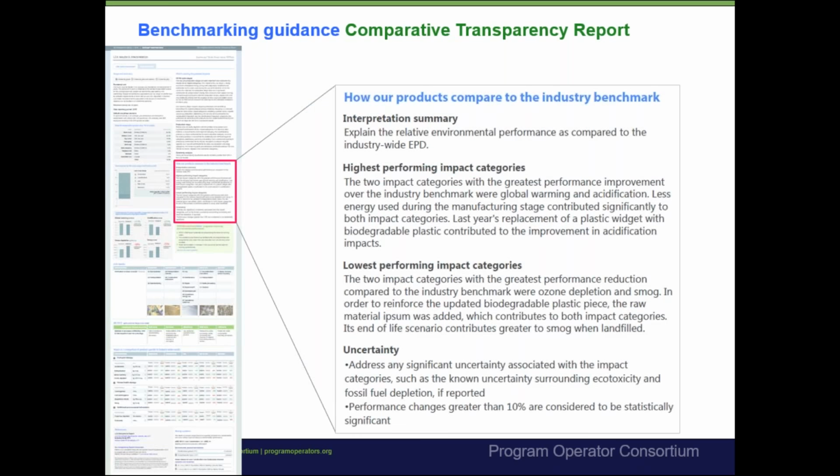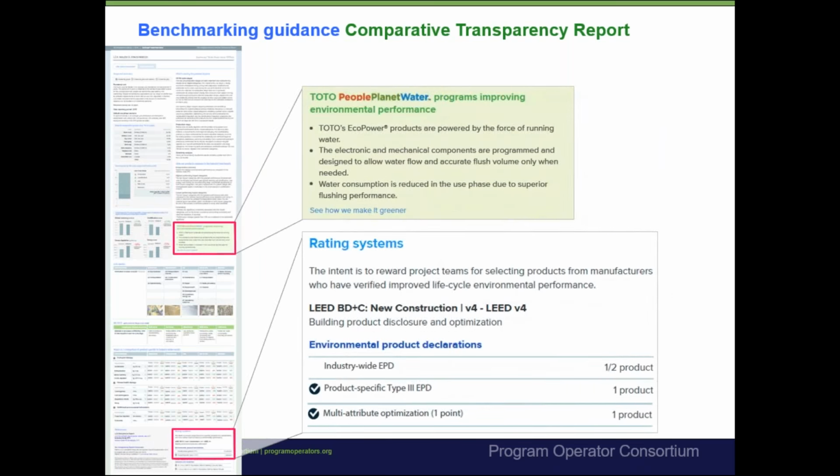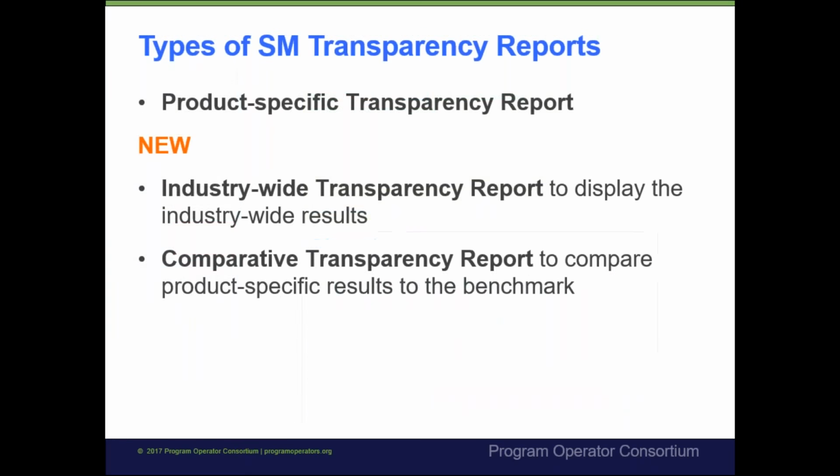And then perhaps most importantly, this interpretation section explains why your product is different compared to the benchmark. It explains which materials and processes contribute to the difference in results for the most affected impact categories, and it addresses the uncertainty associated with them. And then in this green box, we show what the manufacturer is doing to improve the relative performance relative to the improvement recommendations described in the industry-wide EPD. And then in the rating system section, this is what it would look like if that multi-attribute optimization point was earned for LEED version 4.